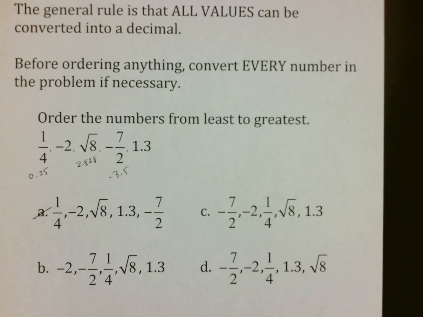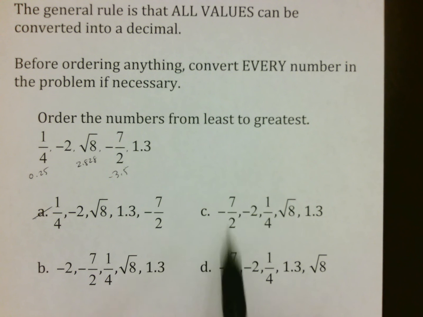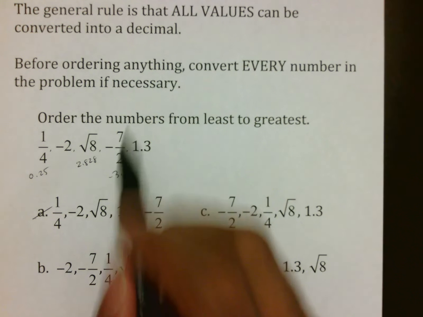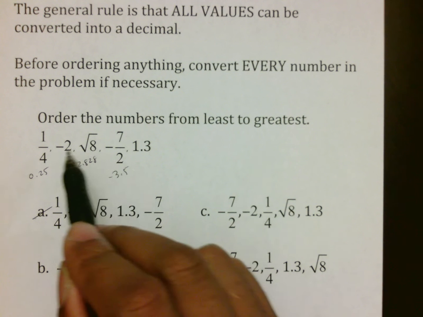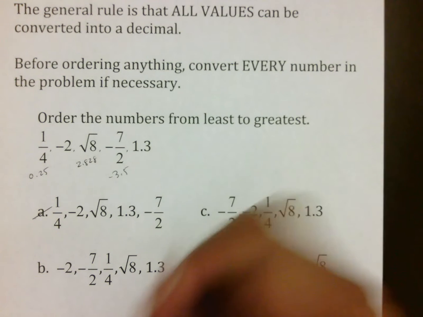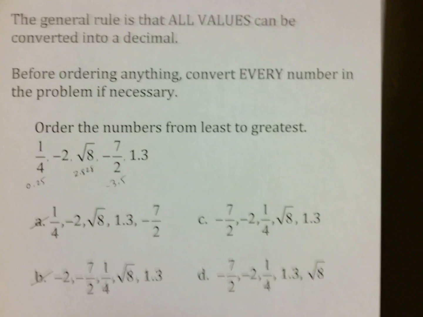The next thing we have to do is determine whether negative 2 is the smallest or negative 7 halves is the smallest. And again, as you look at this, negative 7 halves is negative 3.5, that is bigger than negative 2. And remember the rule I said, the bigger negative is actually smaller, which means negative 2 is not the smallest, which means it cannot be B.